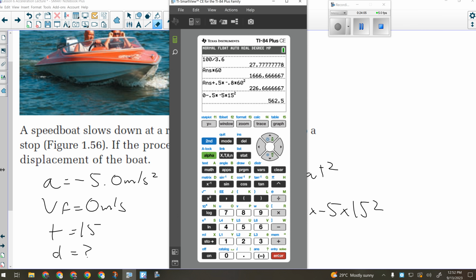Okay, now, does that answer make sense? They're slowing down and coming to a stop. Should their displacement still be positive? If I'm walking along the front of the classroom and then I slow down to a stop, was I still moving forward? So my displacement should be positive. Even though my acceleration is negative, I still moved forwards. Luckily, pressing on the brakes does not cause you to reverse. Because that's essentially what happened here. They slowed down and came to a stop.